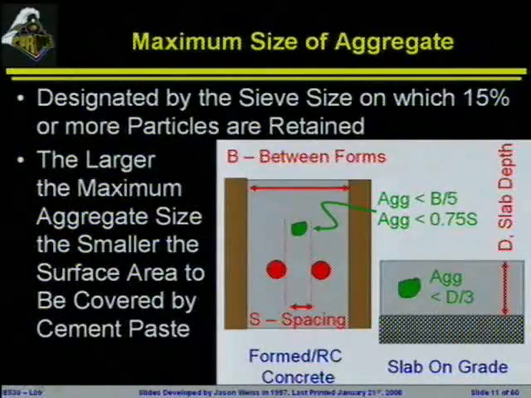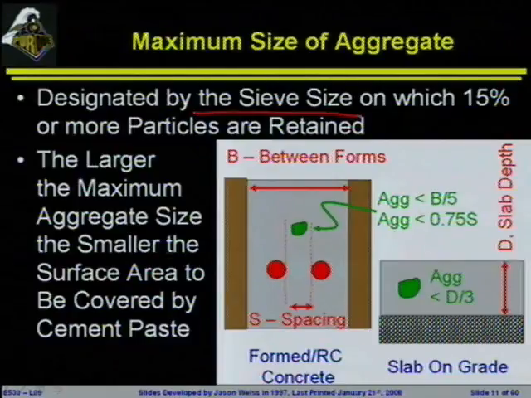Maximum size of the aggregate that's typically going to be used. There are some general rules of thumb. This is going to be designated by the sieve size on which 15% or more of the particles are retained. That's how we determine maximum size of the aggregate. And from here on out, if I refer to it as MSA, MSA is simply the maximum size of the aggregate. We typically want the largest aggregate that we can have.